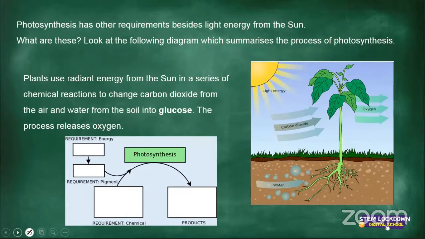The energy requirement is the light energy, or sunlight, and also carbon dioxide, if I'm not mistaken. Okay, so we have sunlight. Yes. And also what? It uses carbon dioxide and chlorophyll, that pigment. It would use carbon dioxide and water.